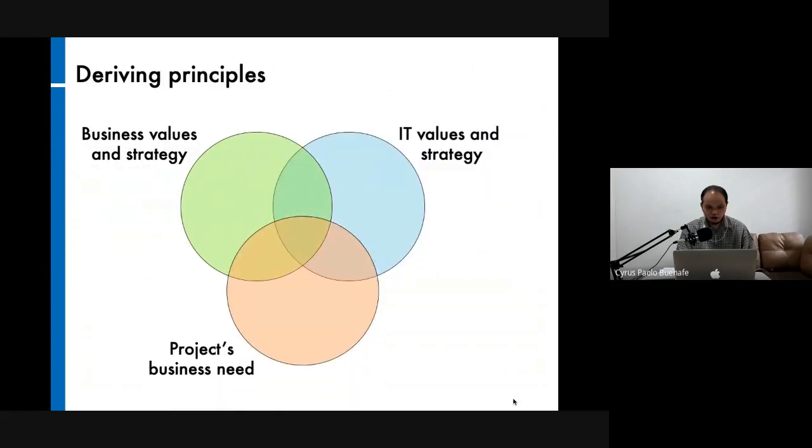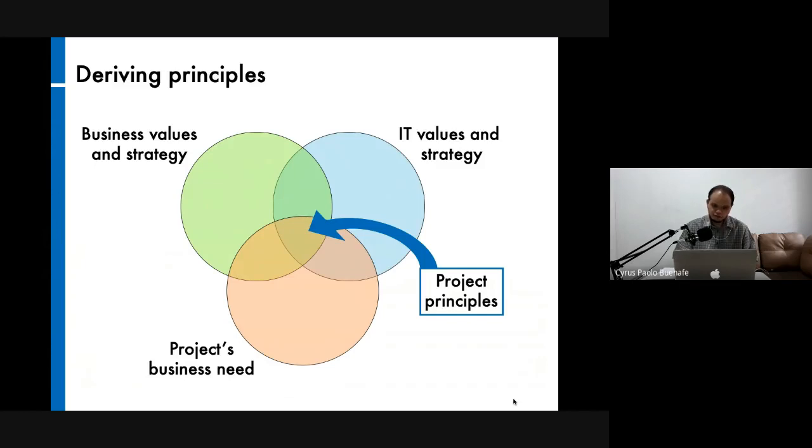So how do you derive your principles? There are three possible sources: business values and strategy, IT values and strategy, and the project's business need. These would be your typical sources. At the intersection of these three is where you can get your principles. So it's not just going to be business only or IT only; it has to be the merging of both. As we said earlier, architecture is like the bridge that connects IT and business, and at the heart of it would be your principles.